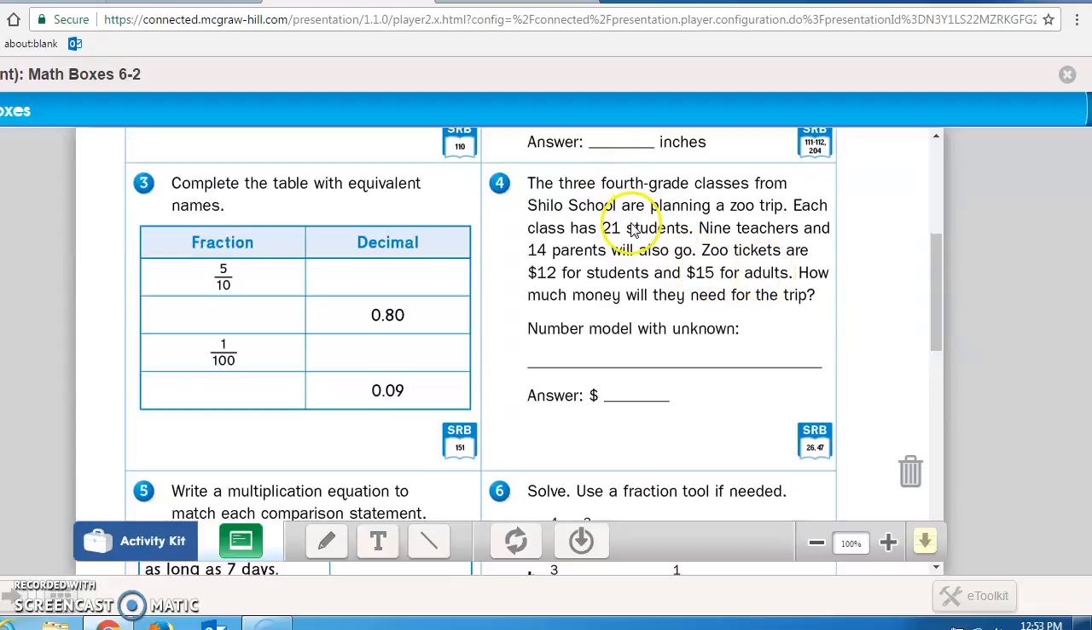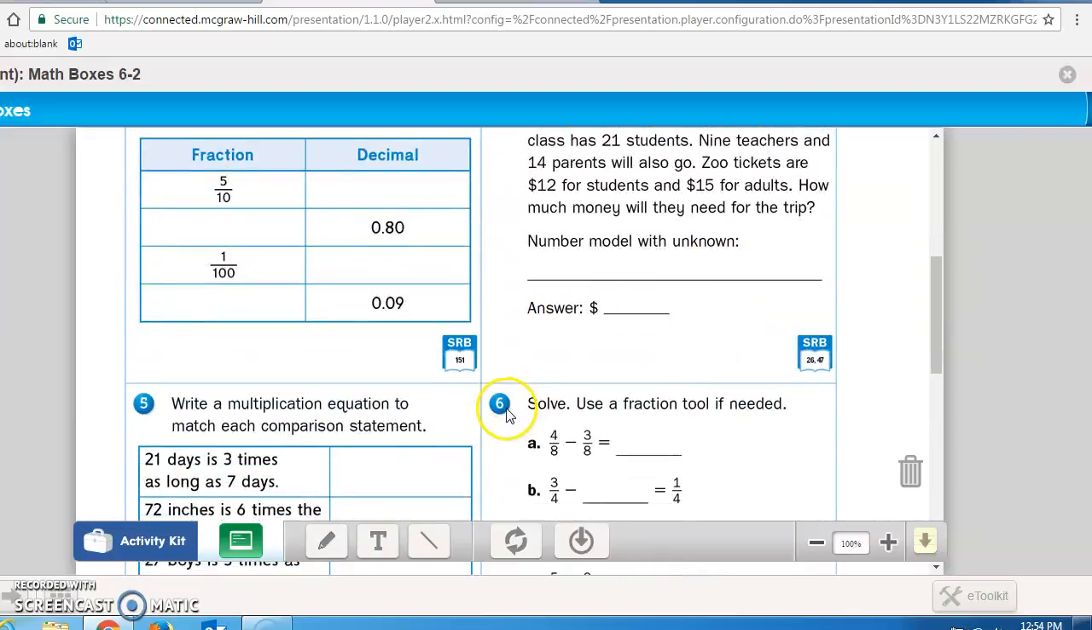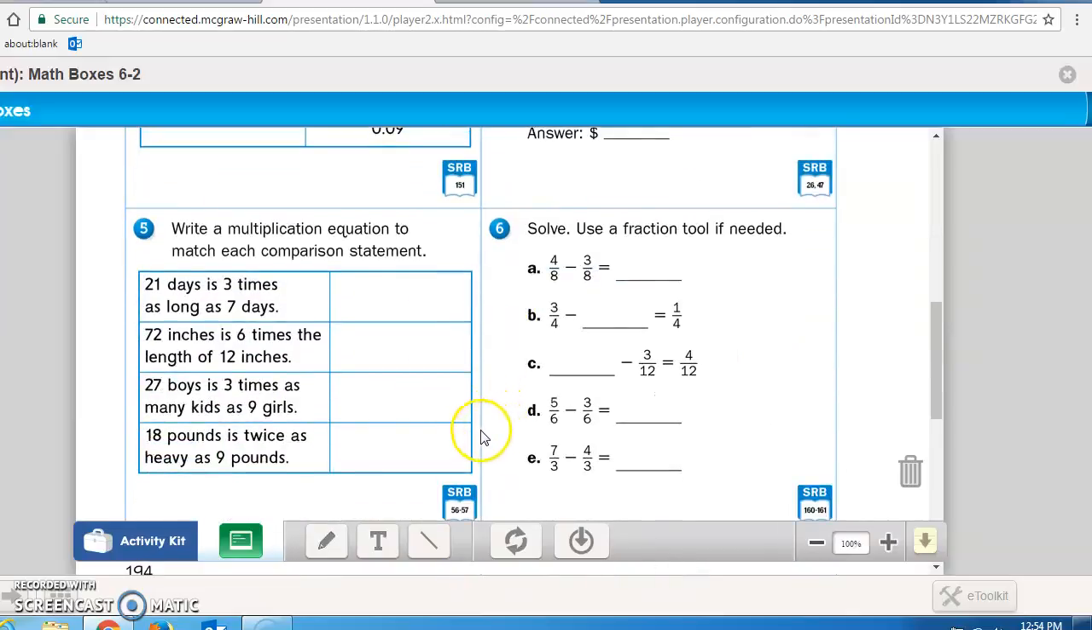So I have to find out how many adults were there. Well, there were 9 teachers and 14 parents. How much money will they need for the trip? Oh, I need to do it all together. So I'm going to need to write my number model with the unknown, and then I need to write my answer. Pause the recording now and do Math Box 4.